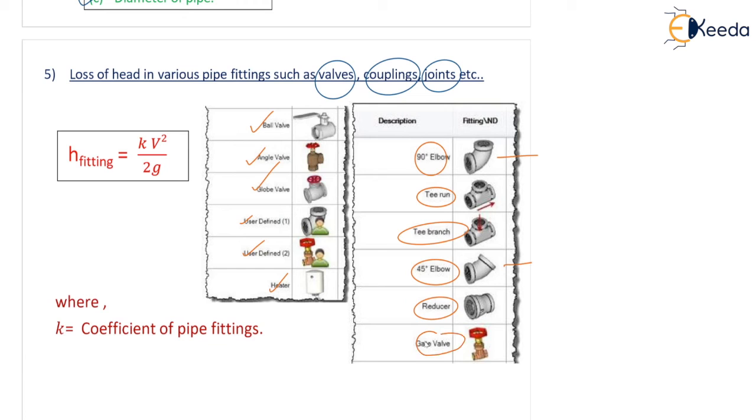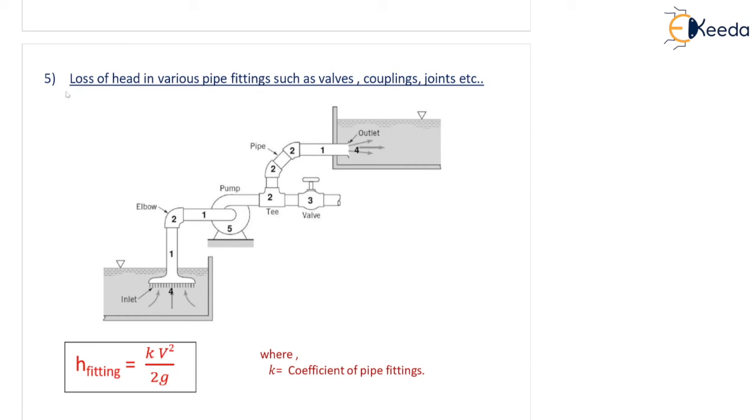And gate valve. So all these different types of fittings can be used in the pipe, and they are responsible for creating the minor losses. Each fitting is given by the formula K V square by 2g, and K is the coefficient. What is K? K is the coefficient of pipe fitting. Now look at this point 5: loss of head in various pipe fittings such as valves, couplings, joints, etc. Same point actually. I just gave you an example of where these fittings are used in the pipeline.